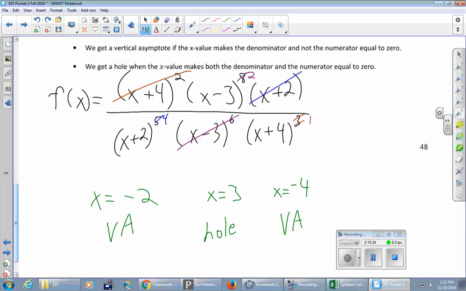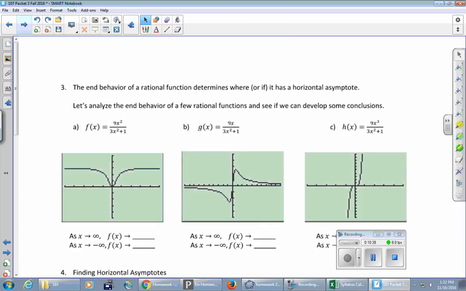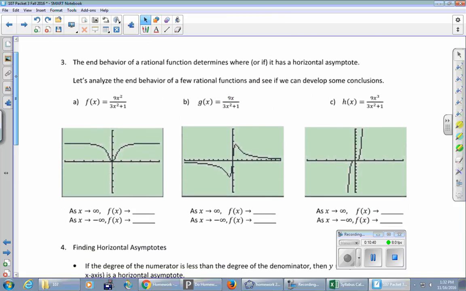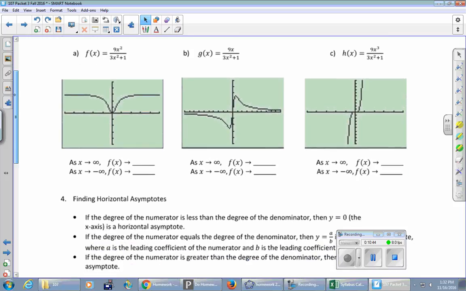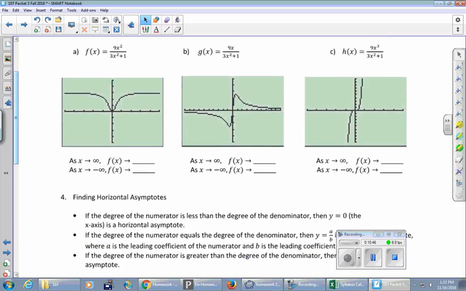Okay, so let's move on to the next page. And we're going to talk about end behavior for these horizontal asymptotes. Let's take a look at part A. The function in part A is 9x squared over the quantity 3x squared plus 1. Look at the graph. This is just a screenshot from a graphing calculator.